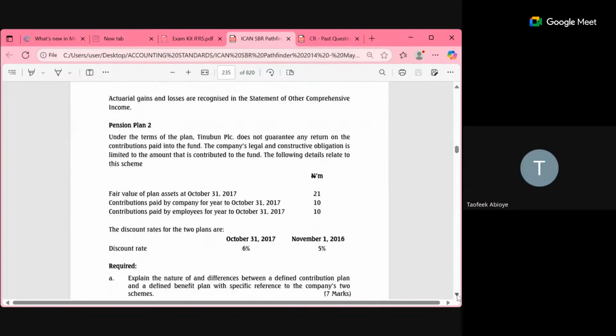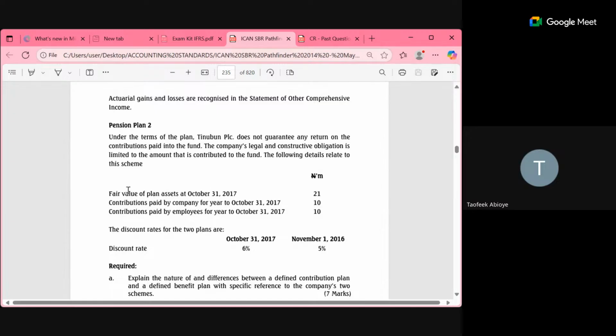Now, the pension plan. Under the terms of the plan, Tinubu PLC does not guarantee any return on contribution paid into the fund. The company's legal and constructive obligation is limited to the amount contributed to the fund. So this pension plan, is it defined contribution or defined benefit? Contribution. Exactly. Very straightforward.